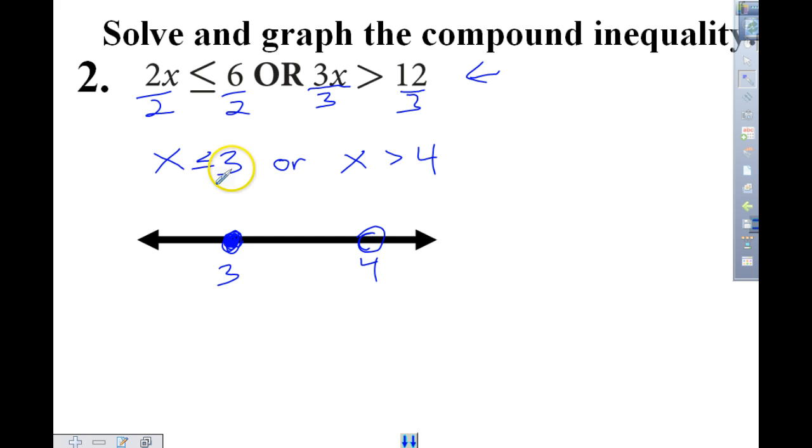So this says all the numbers less than or equal to 3, all numbers bigger than 4. So basically this is every single number in the whole wide world except the ones between 3 and 4. Between 3 and 4 is no good. 4 itself is no good, it's an open circle, but every other number is an answer. That's a lot of numbers that are correct answers. Everything except what's between 3 and 4.